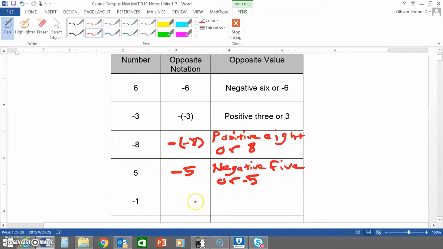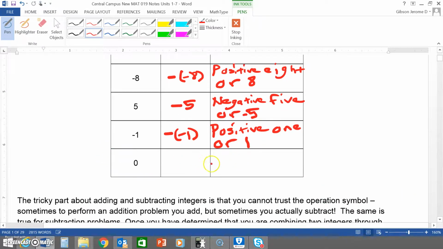Then we have -1, the opposite of -1, which is positive 1, or the number 1. Then we have 0. There's no opposite to 0, so it'd just be 0.